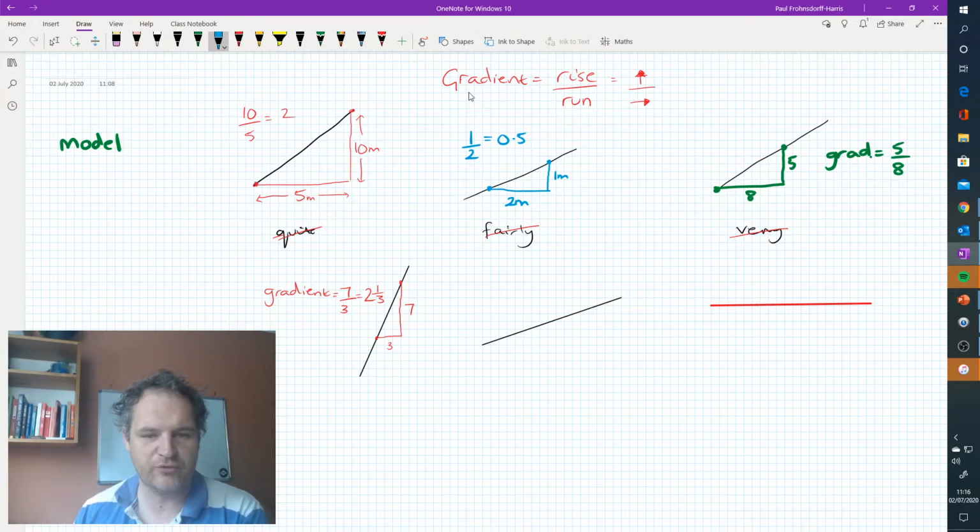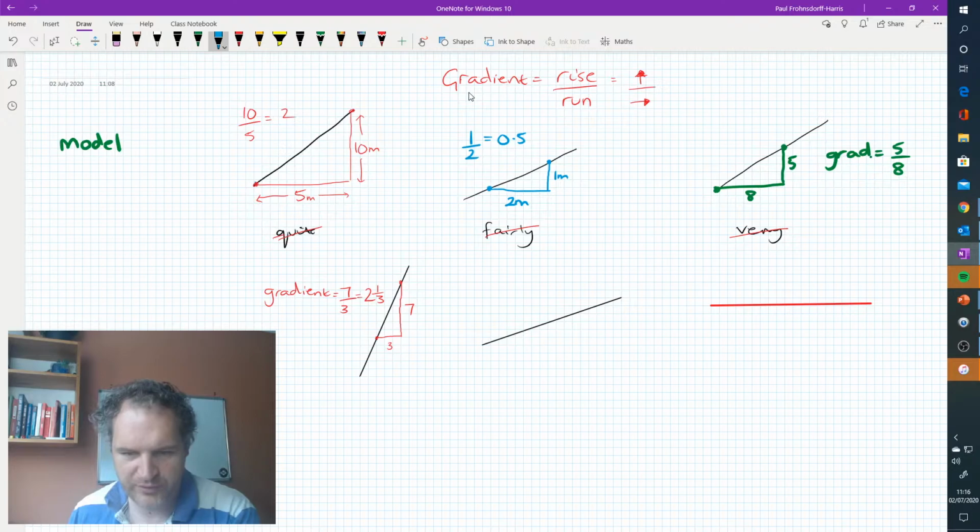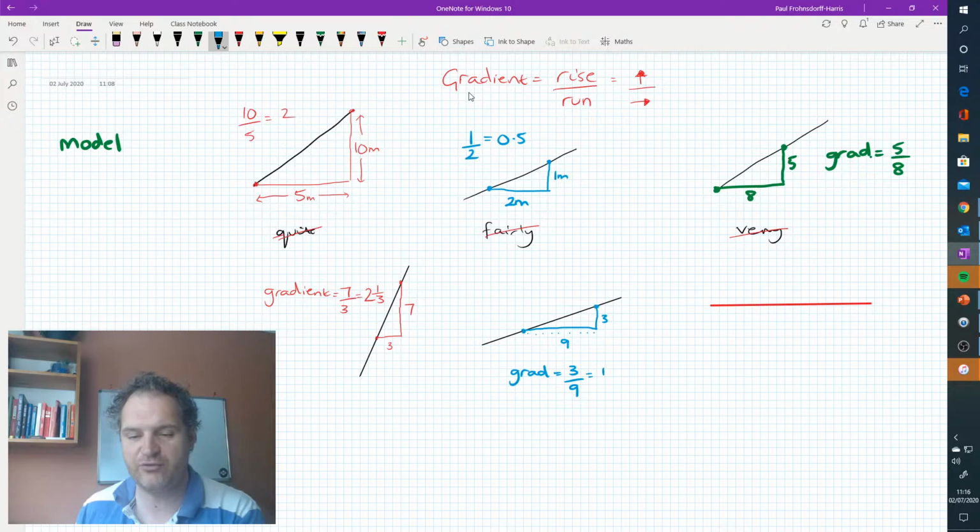The next one, we move on to blue. Choose 2 points. This is quite a shallow one, so we'll go there to there. Remember, you just need 2 corners, which are squares, and this is 3 going up, and 1, 2, 3, 4, 5, 6, 7, 8, 9. Nice one. So the gradient here is 3 divided by 9, but that simplifies down to 1/3, because 3 and 9 both divide by 3.